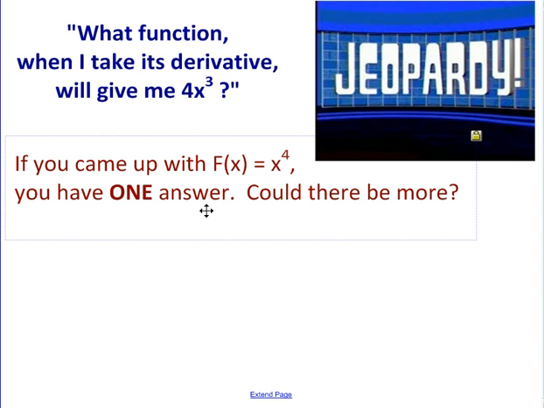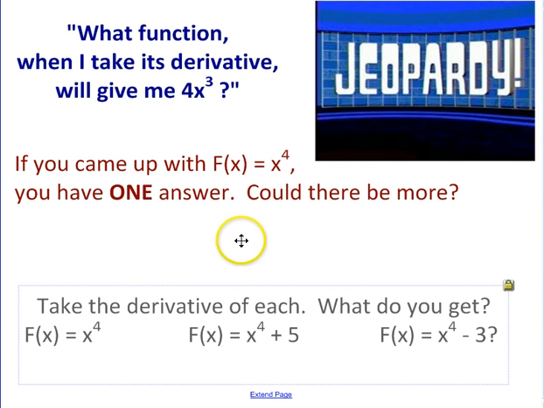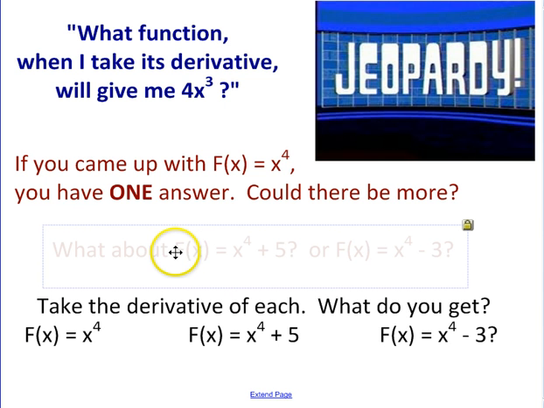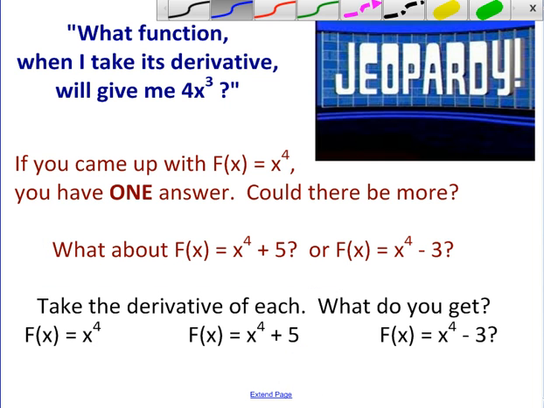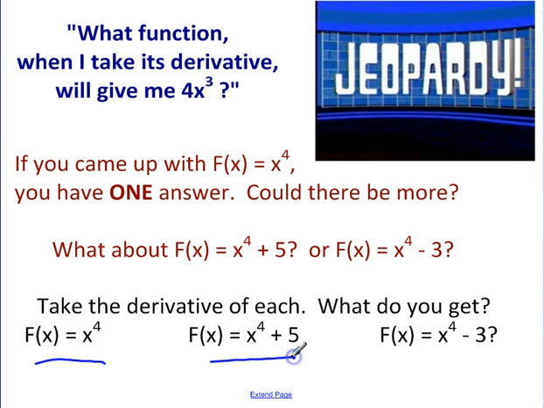But the question is, could there be more than one answer? Well, I want you to think about this. What about x to the 4th plus 5, or x to the 4th minus 3? So take the derivative of each of them. Take the derivative of x to the fourth, take the derivative of x to the fourth plus 5, and take the derivative of x to the fourth minus 3.